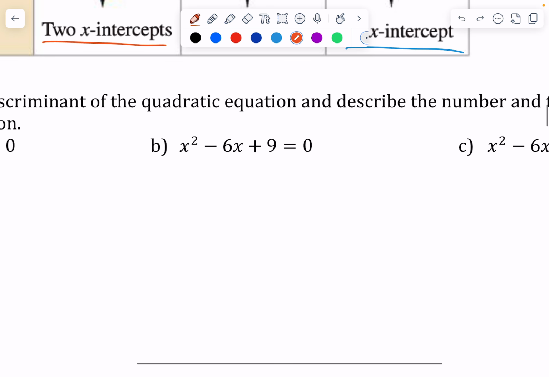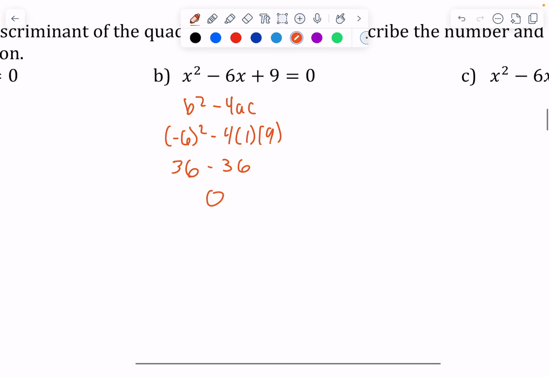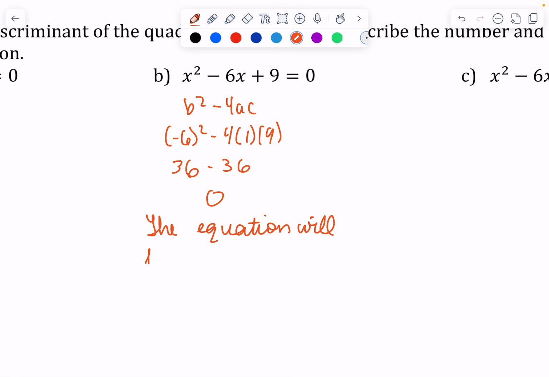All right, moving on. Again, the formula, b squared minus 4ac. So negative 6 squared minus 4 times 1 times 9. That'll give us 36 minus 36, which is 0. So because the discriminant is 0, this means that the equation will have one real solution and one x-intercept.